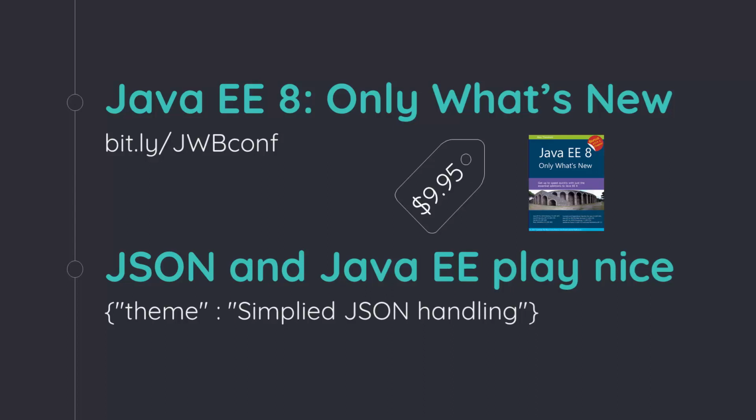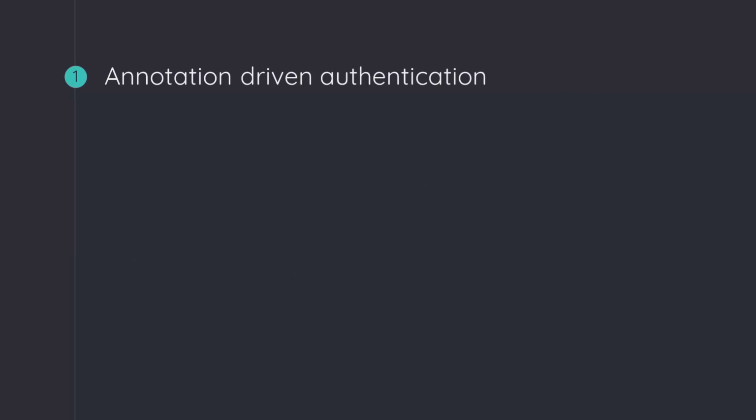Let's get on with the interesting stuff. So the features I will cover in this video are the brand new Security API, which consists of 3 excellent new features: an identity store abstraction, a new security context, and a new annotation-driven authentication mechanism that makes web.xml file declarations obsolete. This last one is what I'll be talking about today.